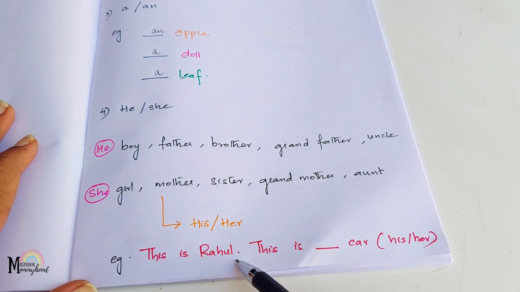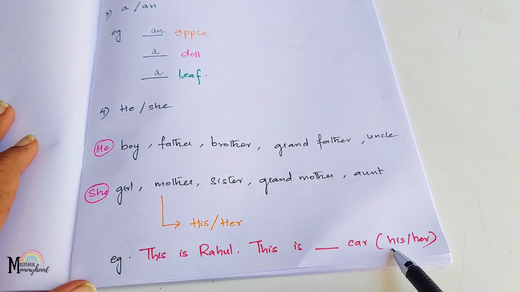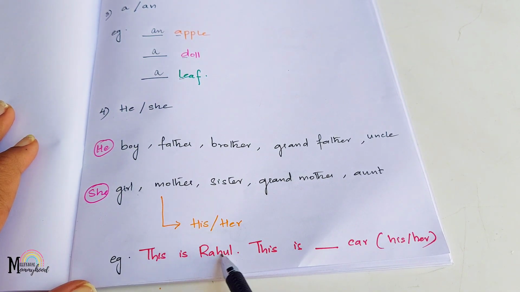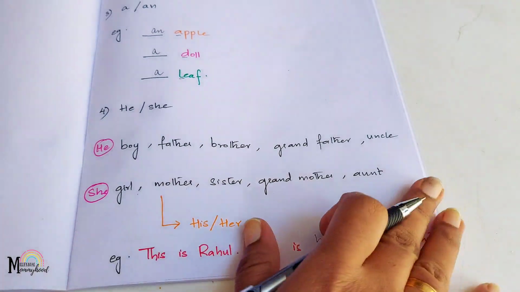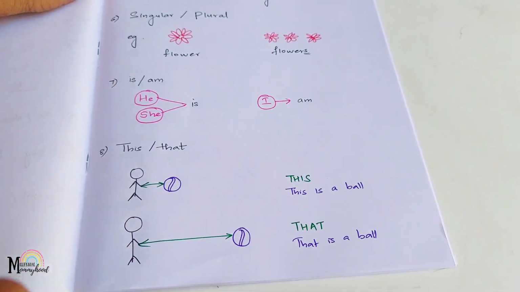They'll be given sentences which they have to fill with his, her, he or she. For example, this is Rahul, this is his car or her car. Based on that, they have to do it.